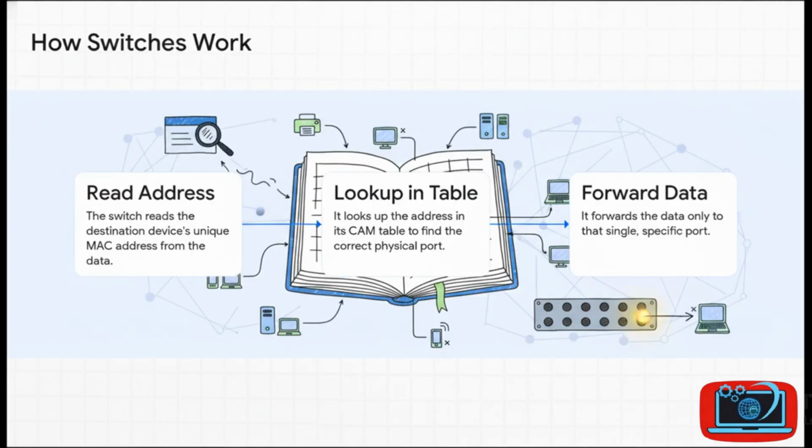So here's the secret sauce. The switch has this internal address book. Tech folks call it a CAM table, and it uses it to build a little map. It learns the unique hardware fingerprint of every device plugged into it. That's called a MAC address, and it connects that fingerprint to a specific physical port. So when data comes in, the switch just goes, I know who that's for, and sends it only to that one port. Your conversations stay private, and the whole network stays lightning fast.